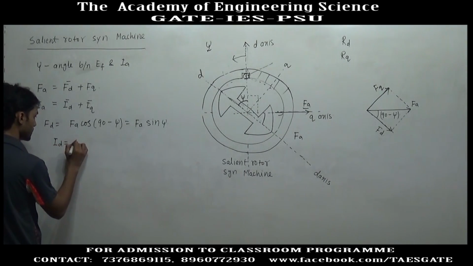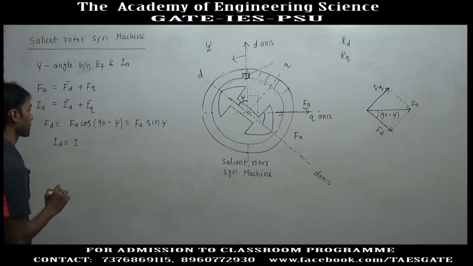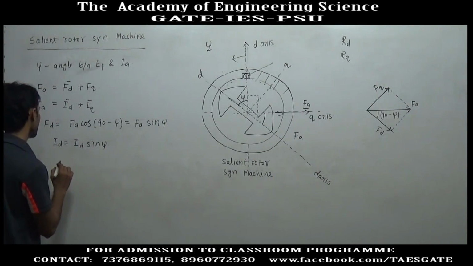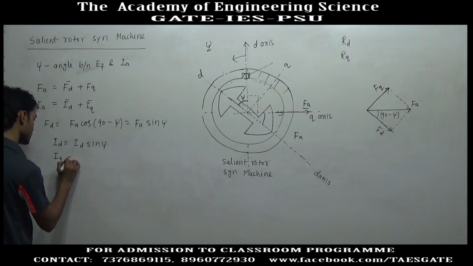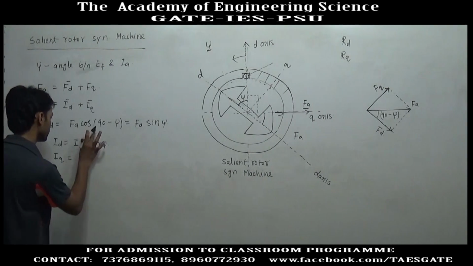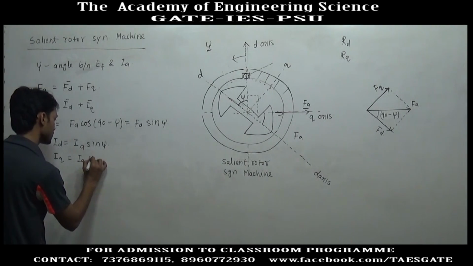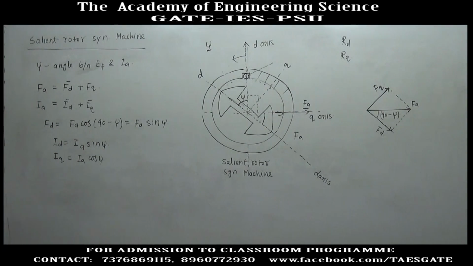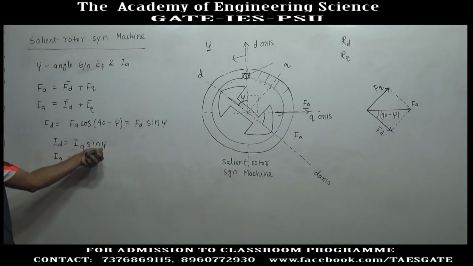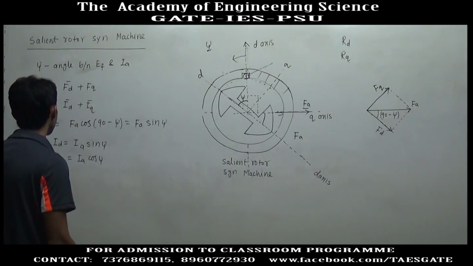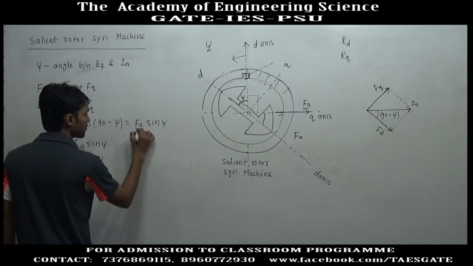the D axis current is equal to IA sin psi. Similarly, IQ, the Q axis current, is IA cos psi. If one component is sin psi, the other perpendicular component will be cos psi. So this is the MMF along D axis.